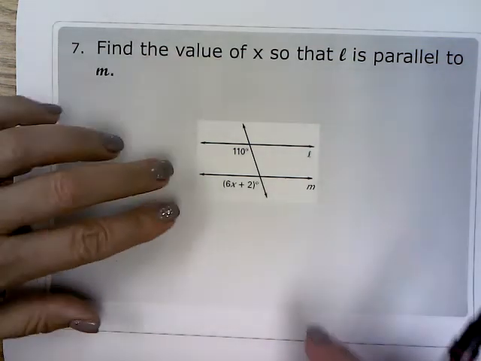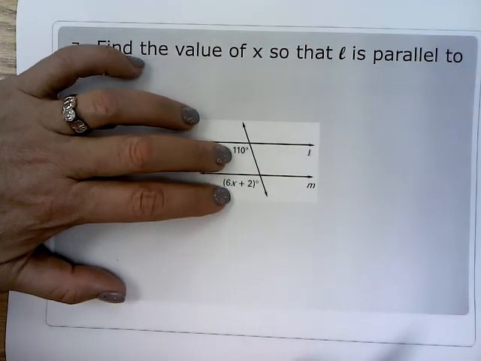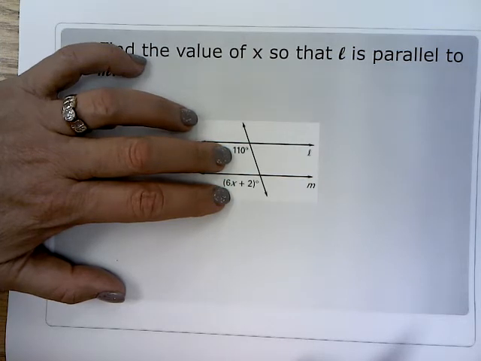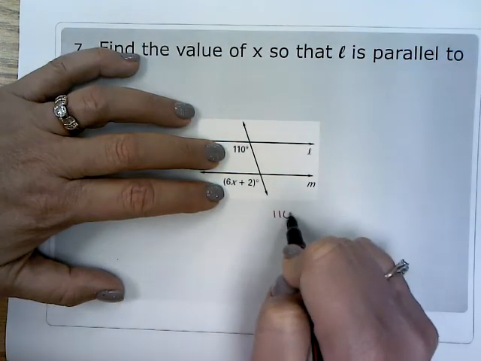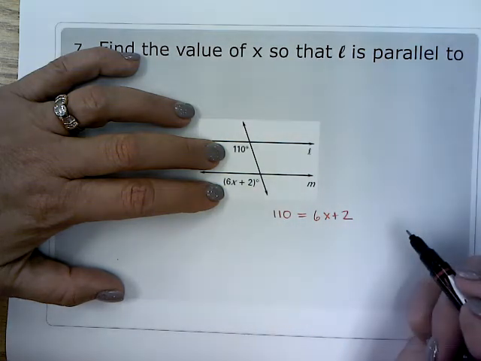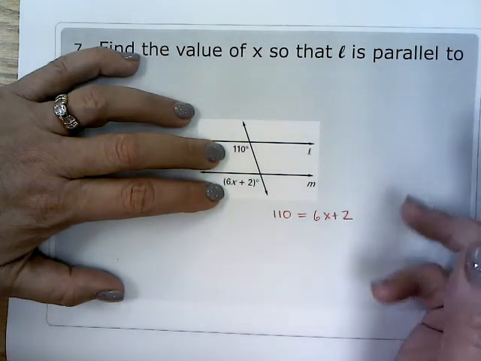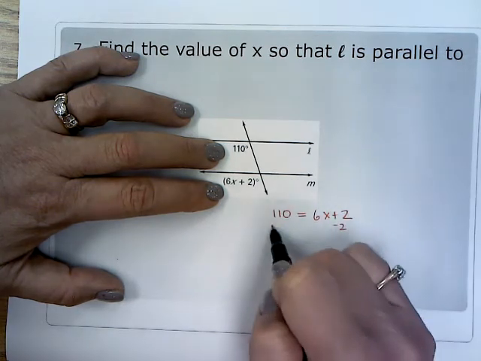So when I look right here, if these two angles are congruent, because they are consecutive interior angles, then my lines would be parallel. That's what the converse says. So if 110 equals 6x plus 2, then L will be parallel to M, if I find the measurement that makes that true.